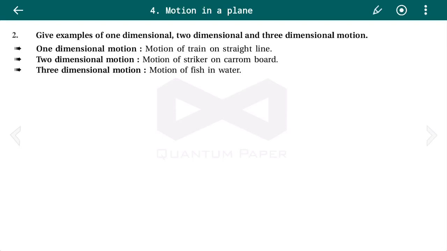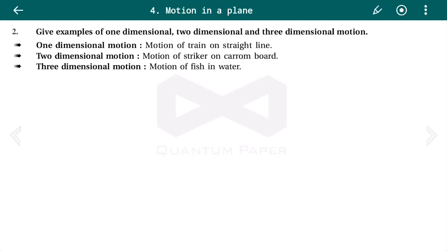When we say the motion of the object in three dimension, right, you can consider the example of motion of fish in water, right? When we talk about ourselves, we also move in a space, right? That is in the three dimension. So three dimensional motion is motion of fish in water or motion of a person on the ground. You can consider that also.